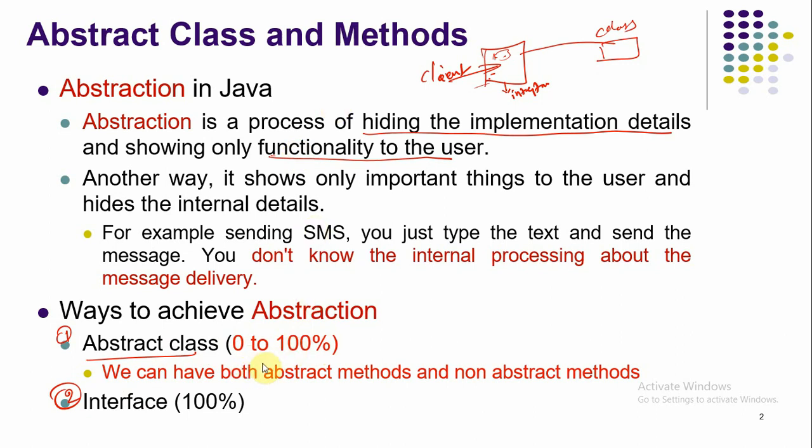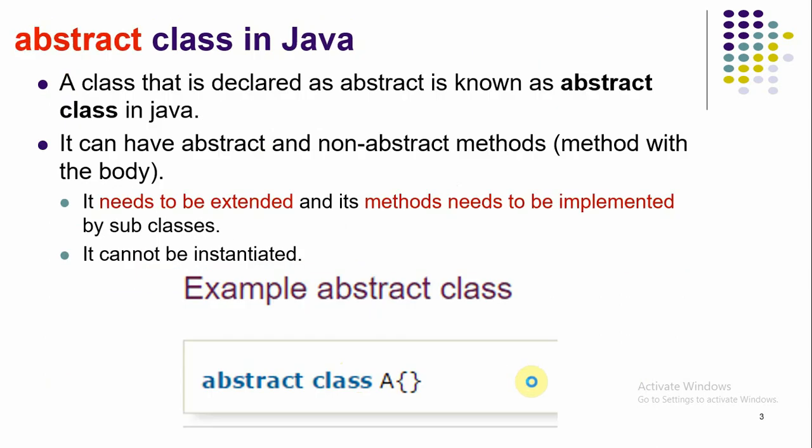In an abstract class there is flexibility in how much functionality you want to hide and how much you want to expose. There is an abstraction level from 0 to 100%. We can hide 50%, we can hide 100%, like that. Since it is flexible, we can have both abstract methods and non-abstract methods. So let's understand what is an abstract class, what are abstract methods and what are non-abstract methods.